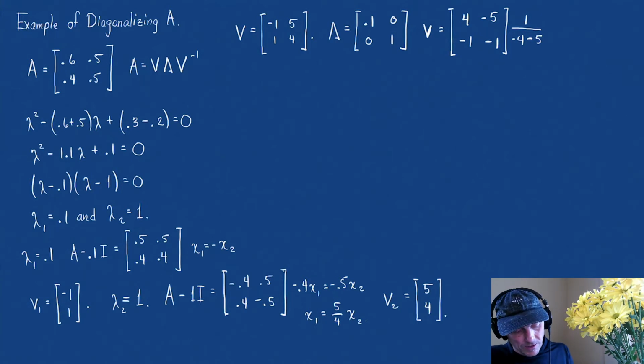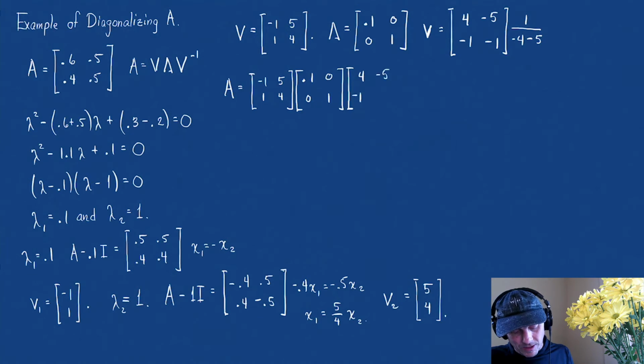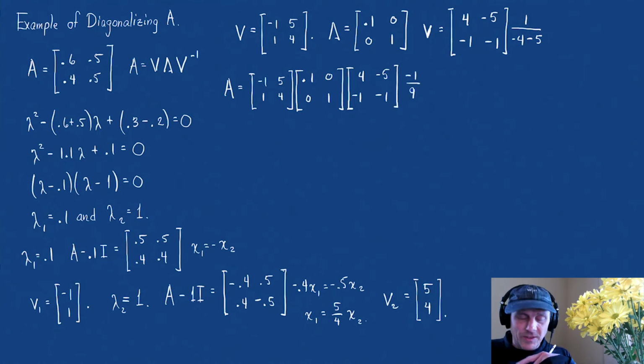Now I can write A. A is equal to V, which is -1, 1, 5, 4, times Lambda, 0.1, 0, 0, 1, times V inverse, which is 4, -1, -5, -1, times -1/9. So that is A.